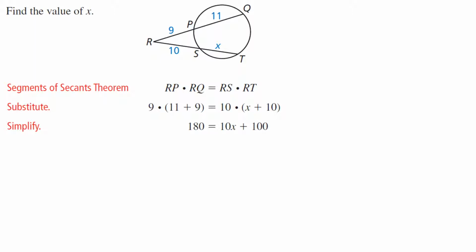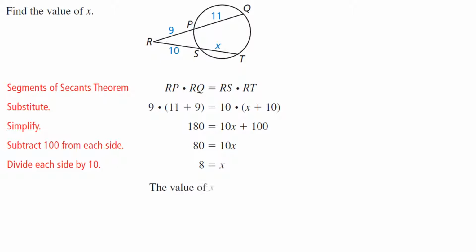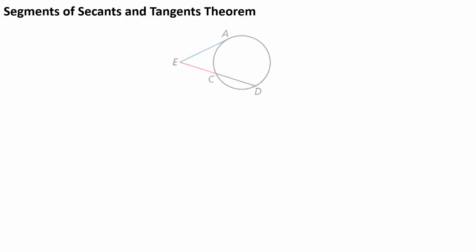So we simplify, subtract 100, divide by 10, we get an answer. Again, later on in this PowerPoint, I'll go through an example slower in greater detail. Now, what if one of them is a secant, but the other one is a tangent?